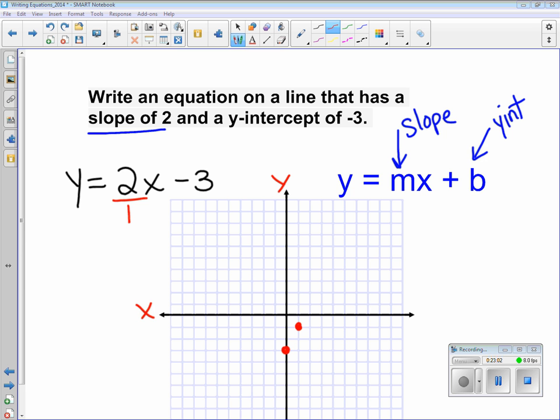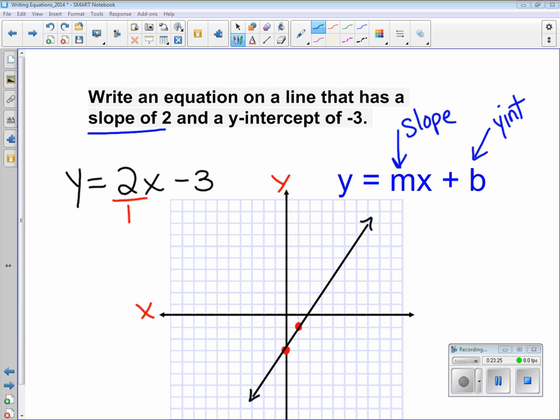I can continue this pattern in the same direction, keep going up 2, right 1 to create several points on the line. But honestly, it's really just not even necessary because the line is just right here. Okay? And it is a line, so we should make it a line. Okay? We wrote an equation. We can graph it. You should be able to do both.